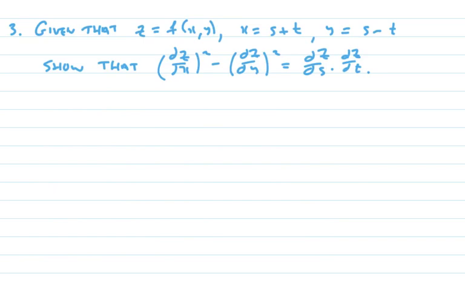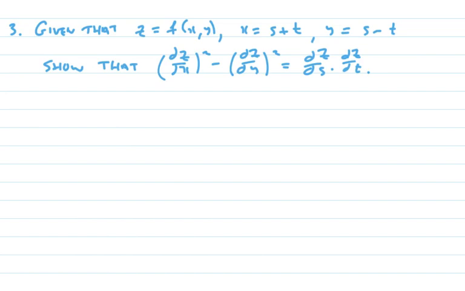Okay, let's have a look at problem number 3. If you look at what you need to prove, you should realize that there is no formula given for z in terms of x and y. It's simply stated that z is a function of x and y. So you cannot compute the partial derivative of z with respect to x, and you cannot compute the partial derivative of z with respect to y.